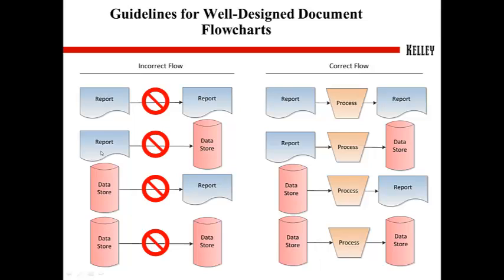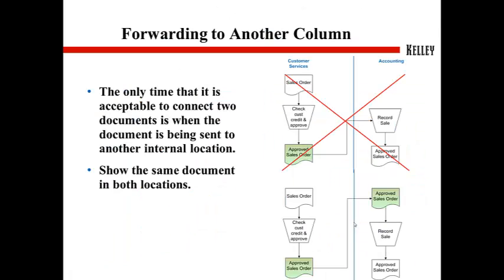If you have data going from one report to a computer, then make sure you have a process that shows how that data moves from the report to the computer. And in a similar case, data from a computer to a report, or a computer data store to another computer data store. Make sure you have processes that show how data is moved. Forwarding to another column, and I mentioned this in our example here. The only time that it is acceptable to connect two documents is when the document is being forwarded or sent from one column to another column. And in this case, make sure you've got the document identified in both locations with an arrow connecting them, showing that they are the same document.